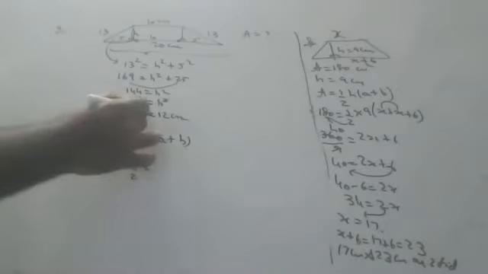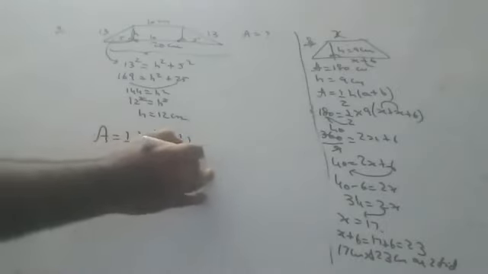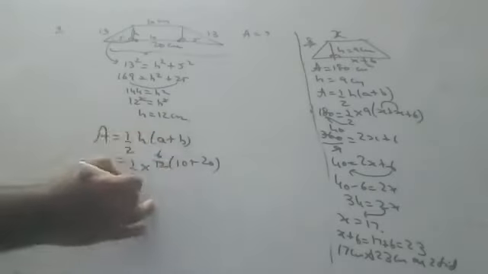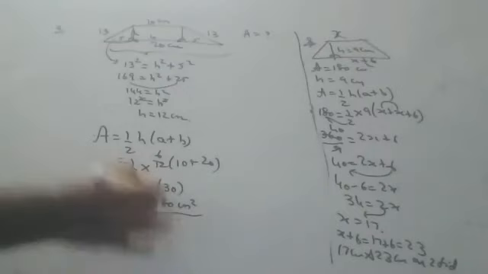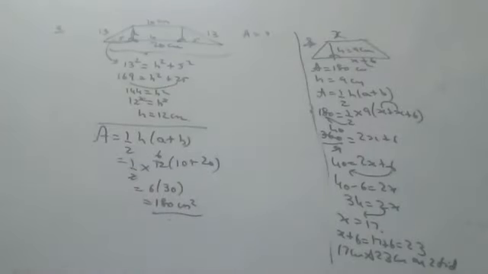Half into H, how much did we get? 12 into 10 plus 20. Six and 30 is 180 centimeters square. Over. Very easy.